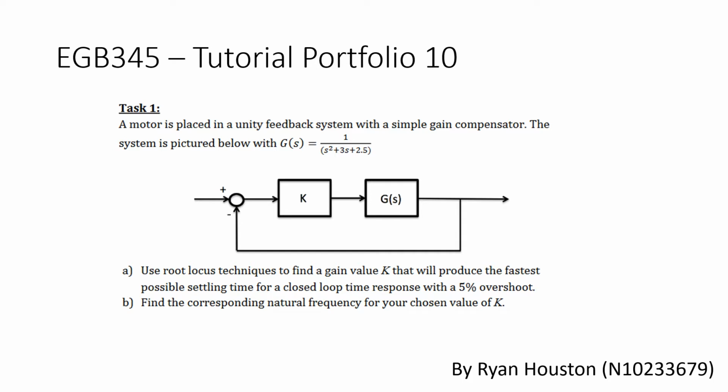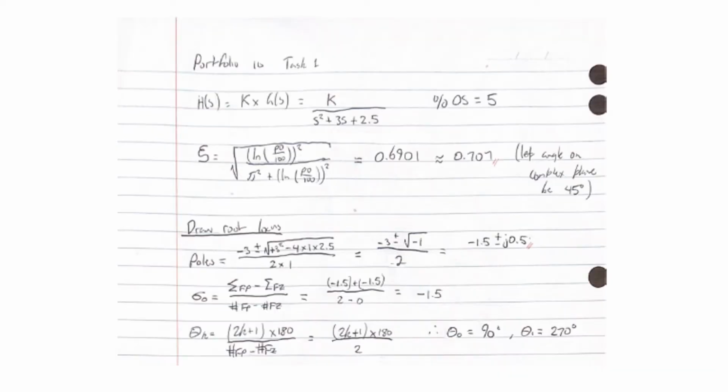This is task 1 and we're going to go through parts A and B. So task 1A, we're asked to find the K value for an overshoot of 5%. Let's plug that into the formula for eta and we get approximately 0.707, which works out to be a 45-degree angle on the complex plane.